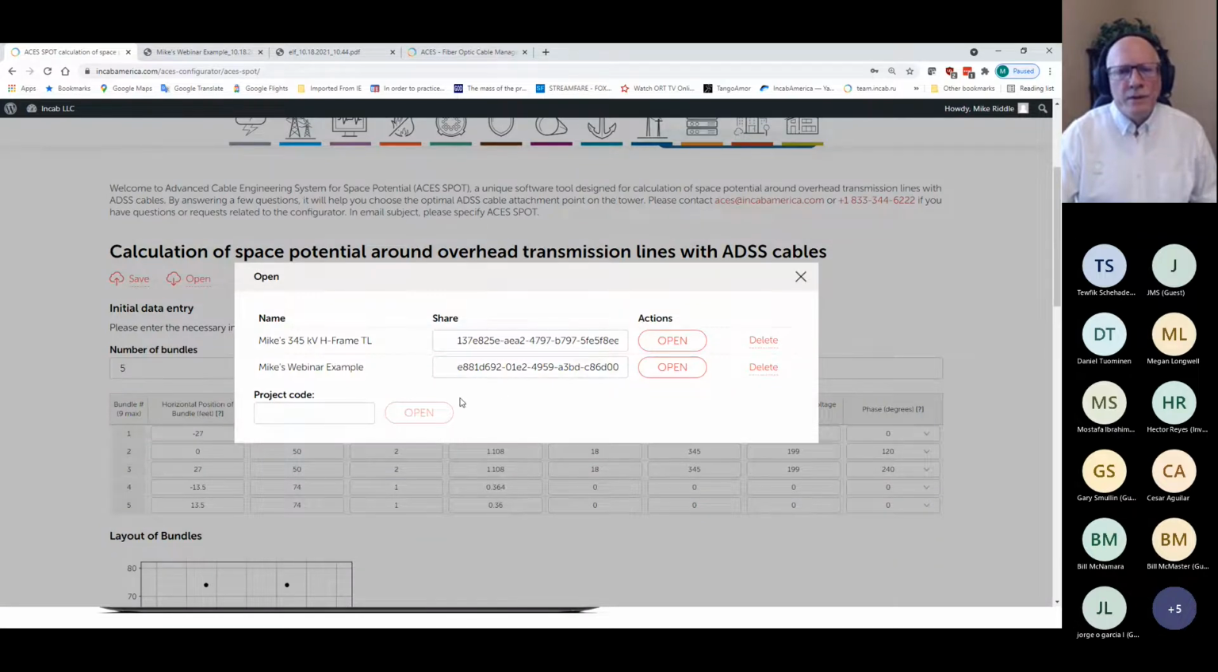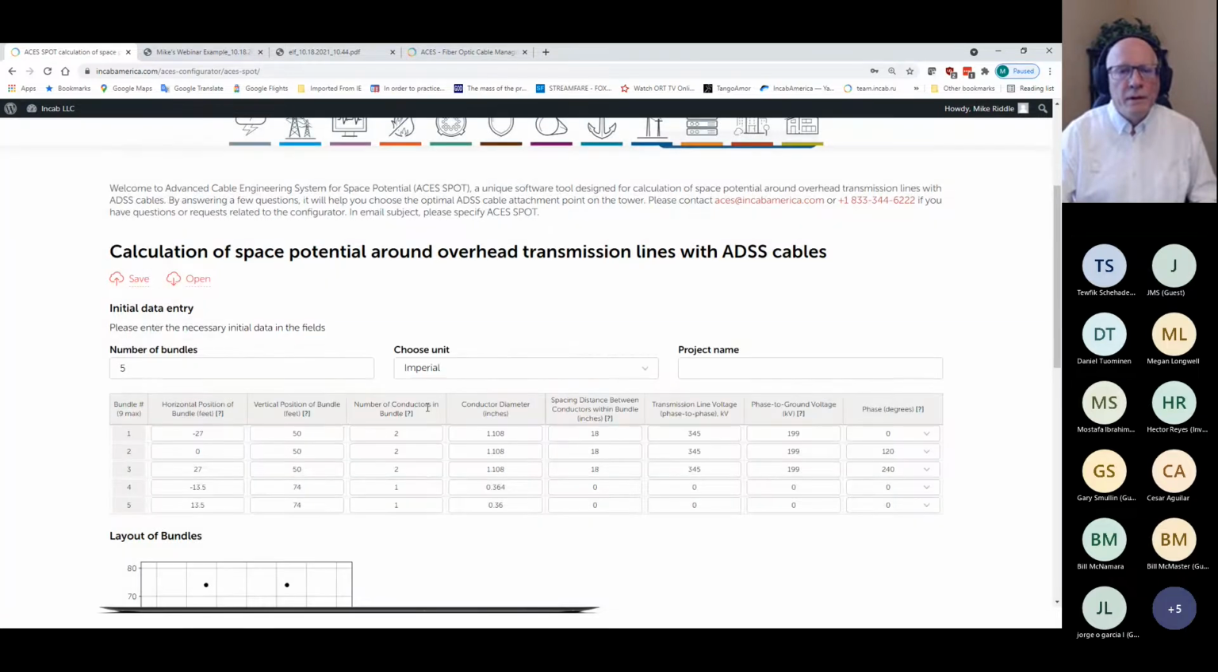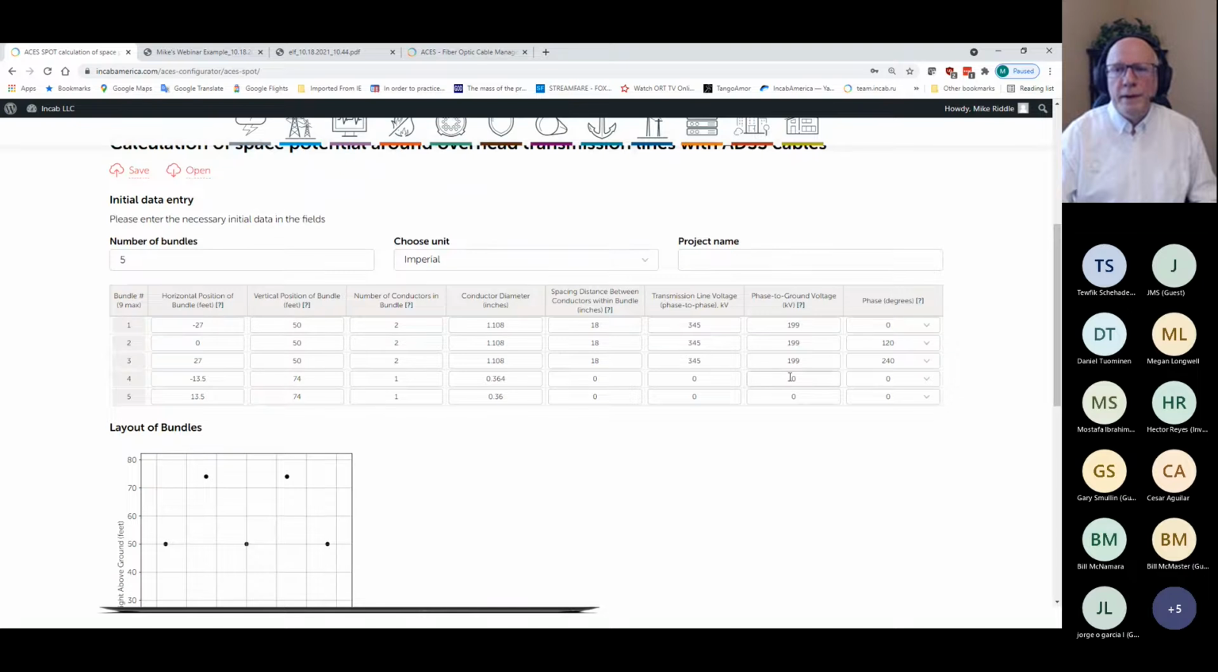I also want to show you what this project code thing here is. This enables you to share a model with somebody else. So you copy this information and send it to somebody, and if they then come here, paste it in and open it, they'll get the same data.